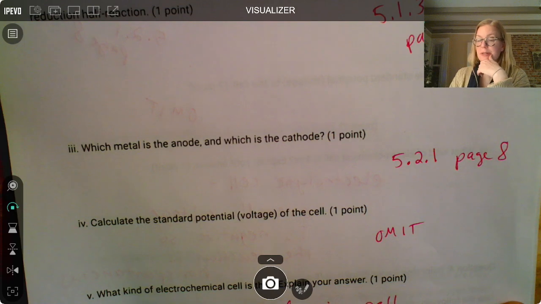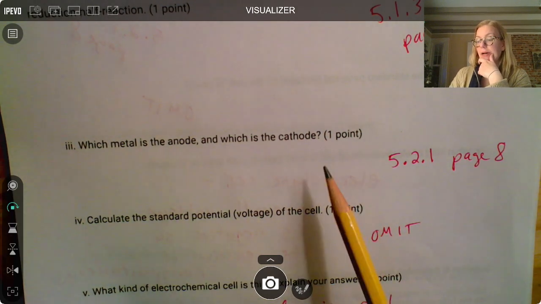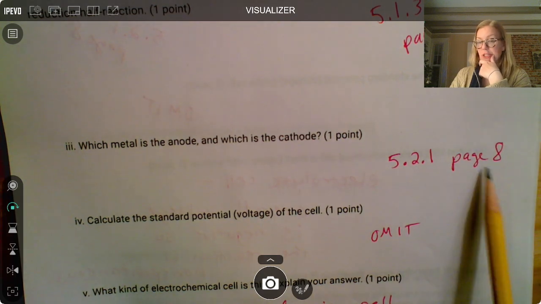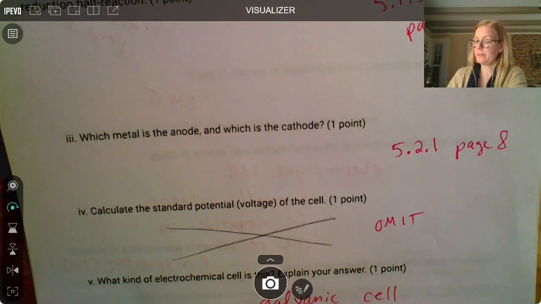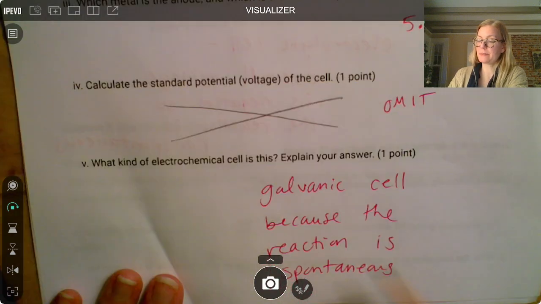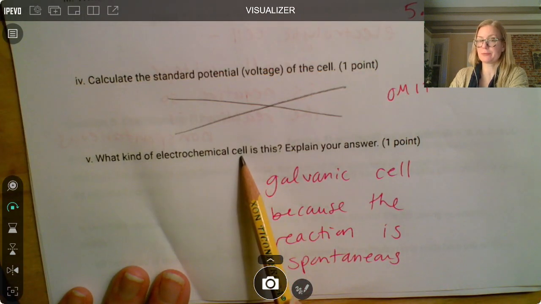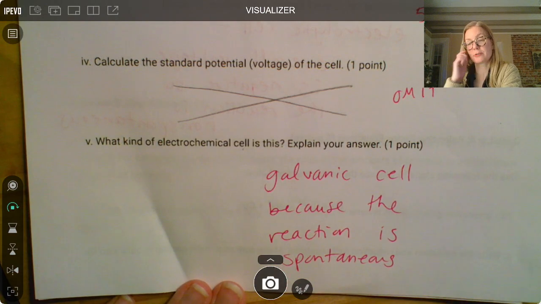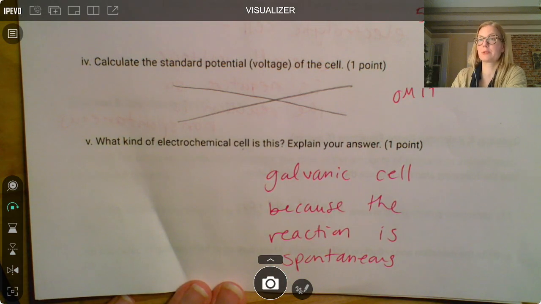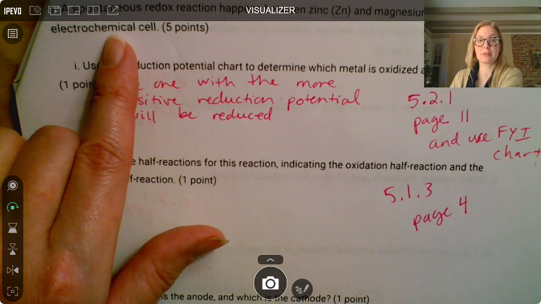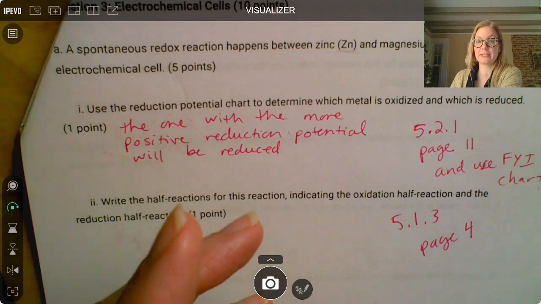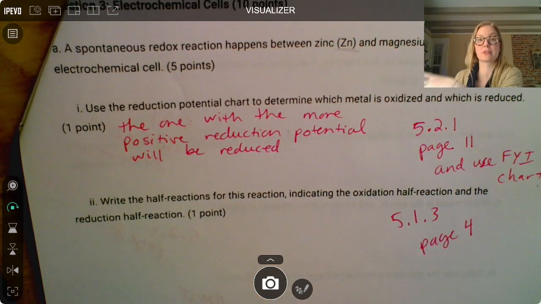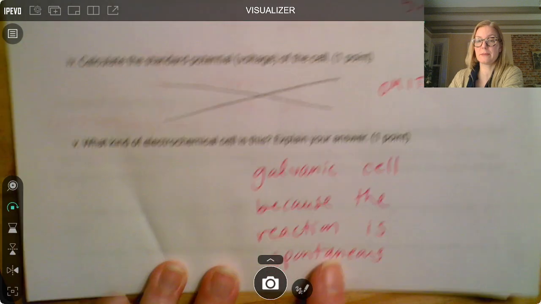To figure out which one's the anode and which one is the cathode, you just look at 5.2.1, page 8. This part you can omit. And this part I'm just going to tell you what kind of electrochemical cell this is. So there's two types of electrochemical cells. There's galvanic cells, which are the ones that happen spontaneously, and there's electrolytic cells, which don't happen spontaneously, which require that you add energy. And like I said, this one is spontaneous. It just happens on its own. We can use this as a source of electricity because it's just going to happen and electrons are just going to flow, okay? So this one, I'm just telling you the answer here.